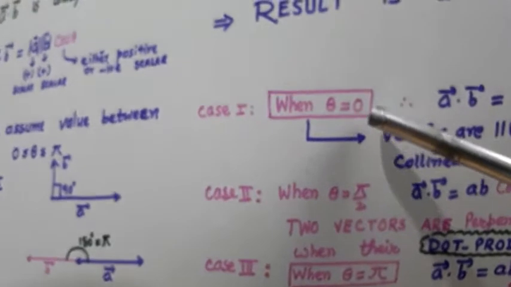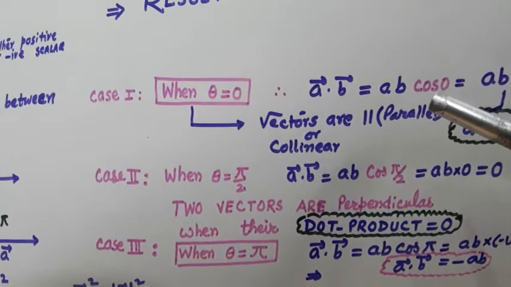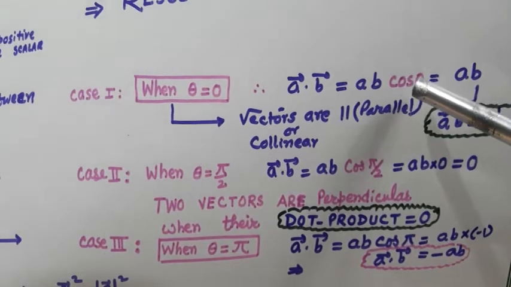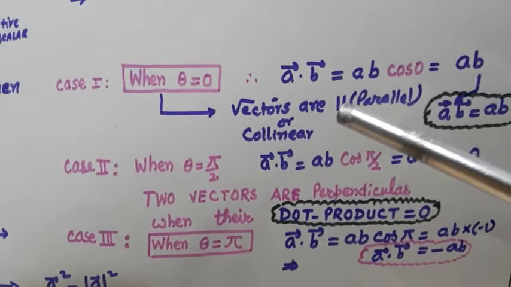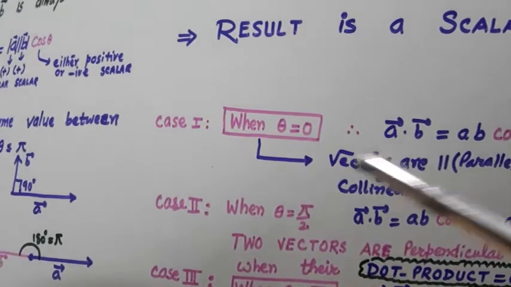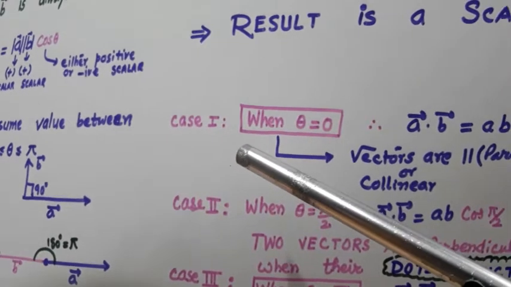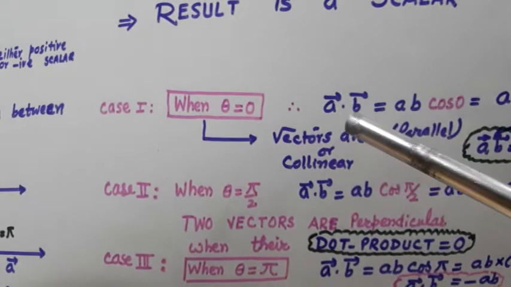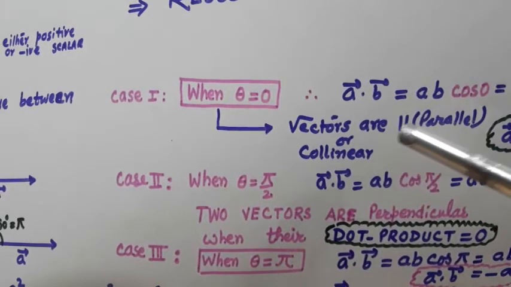Case 1, theta is 0. When theta is 0, A dot B is equal to AB cos 0. Put 0 in place of theta. Cos 0 is 1. So A dot B is equal to AB. Vectors are parallel because in parallel vectors there is no angle formed, theta is 0. Or when the vectors are collinear, again theta is 0. So A dot B will be equal to AB when vectors are either parallel or collinear.